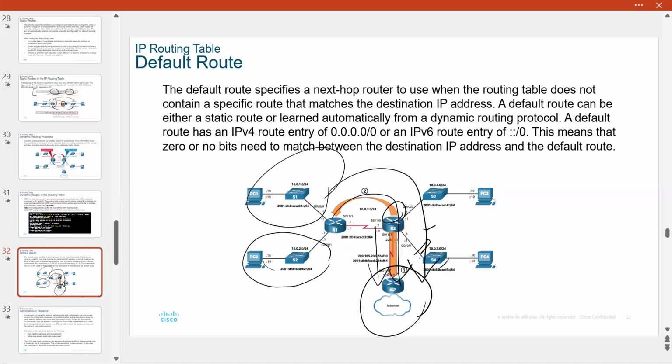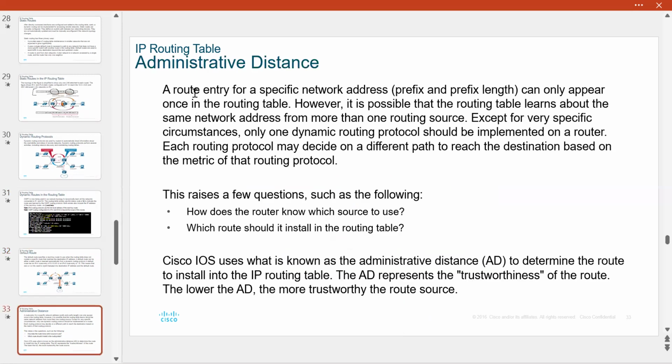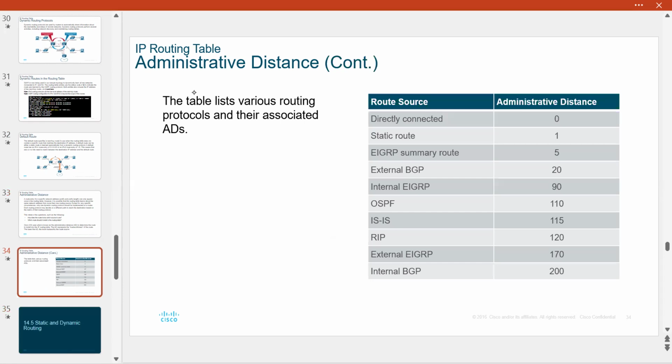Right, default static, default route, we've touched on that. Right, administrative distance, I've touched on this as well. Trustworthiness of a route. So you see, my directly connected are most trusted, then my static. Then after that, we have my protocols depending on the protocol. Right, and these are the values.